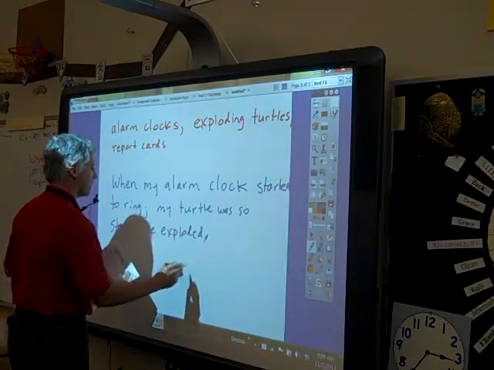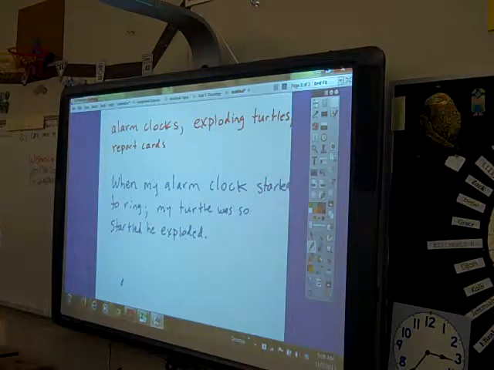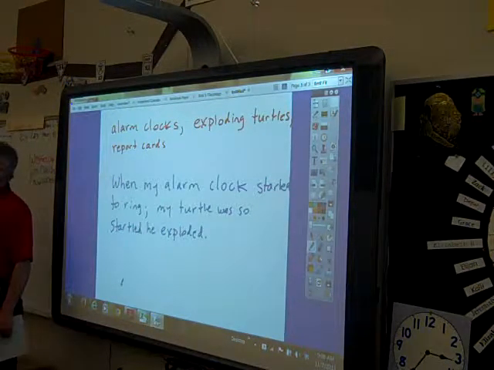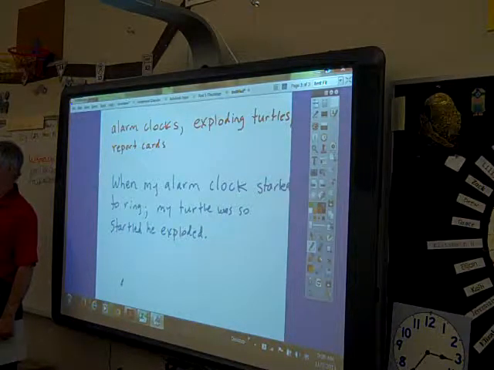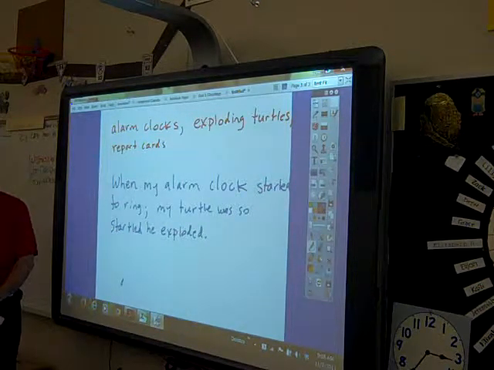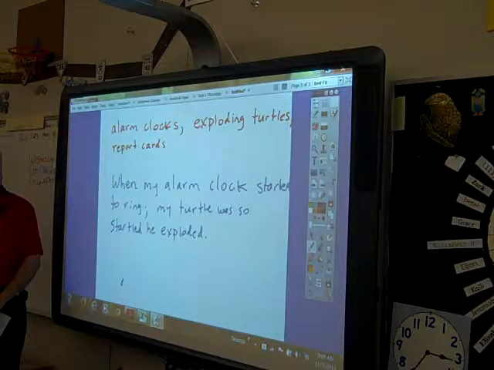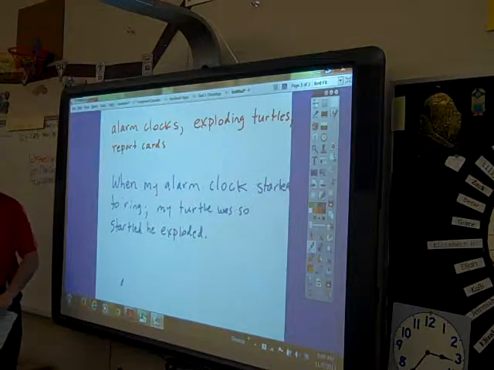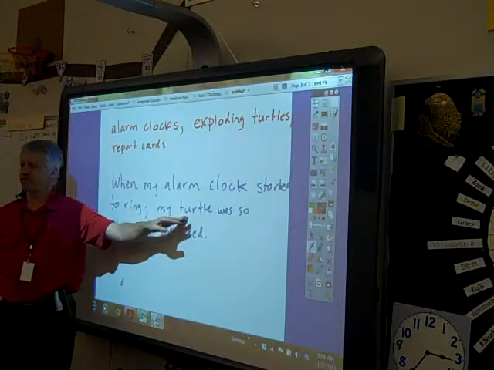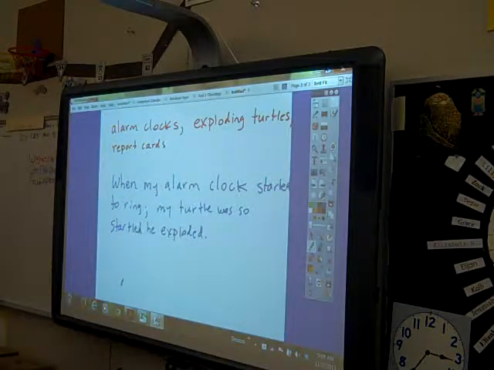This one's interesting. I'm interested to see how you guys respond to this one. What do you think? I see, Jacob. When my alarm clock started to ring, my turtle was so startled he exploded. Yeah, he exploded. Meets, doesn't meet, and why? What do you think? Drew, what do you think? It has a capital and then a mark. That's a capital N and a mark, so that's off to a good start. Grace? Well, I don't understand how the alarm clock and the turtle make sense together. Did the turtle explode because the alarm clock went off? Yeah. So that's what they're saying. That's why this person's saying they're closely related. I can see that part of it.